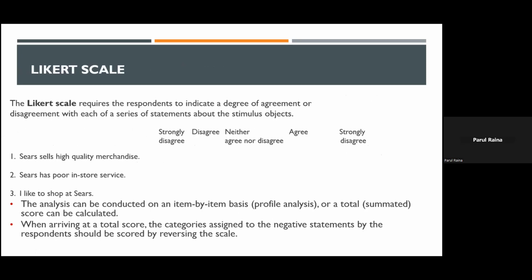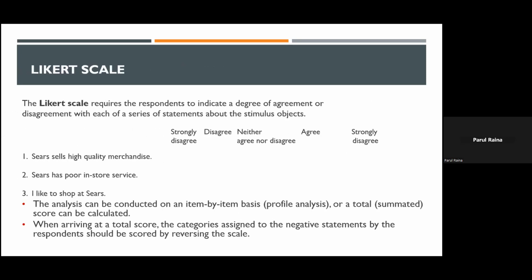The VAS score which we use for the pain assessment. This is a typical Likert scale. Now, Likert scale, normally we say strongly disagree. See, Likert scale is any 5-point scale. It can be a 7-point scale also. It can be a 3-point scale also. It can be a 4-point scale also.